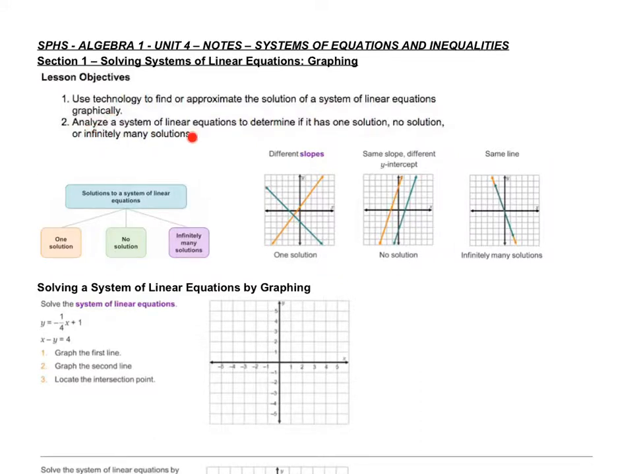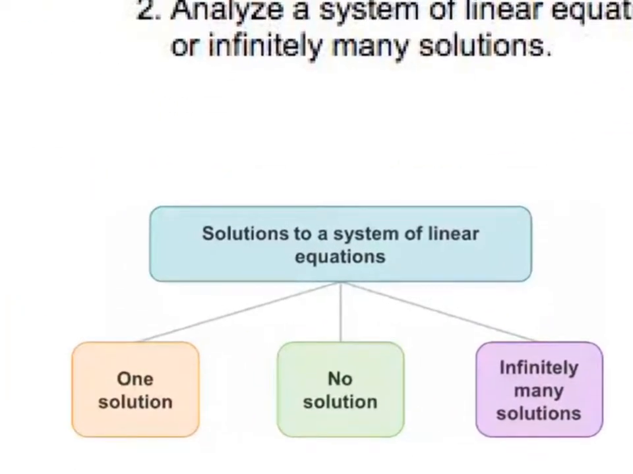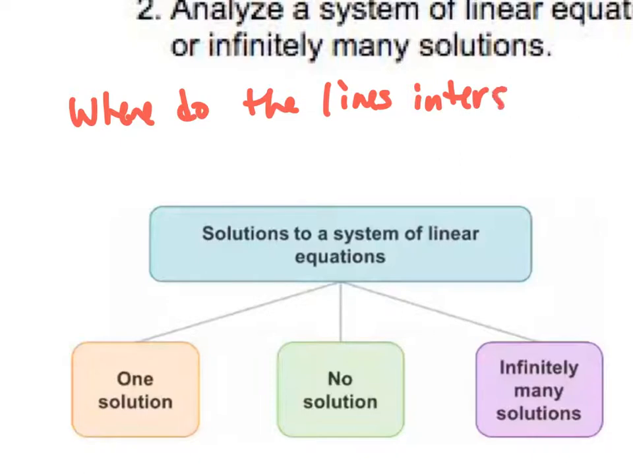We want to analyze a system of linear equations to determine if it has one solution, no solution, or infinitely many solutions. Okay, so we have certain types of solutions. You can either have one solution, no solution, or infinitely many solutions. And when I talk about a solution to a system of linear equations, the question that I ask myself is, where do the lines intersect? Okay, I asked that question, where do the lines intersect?